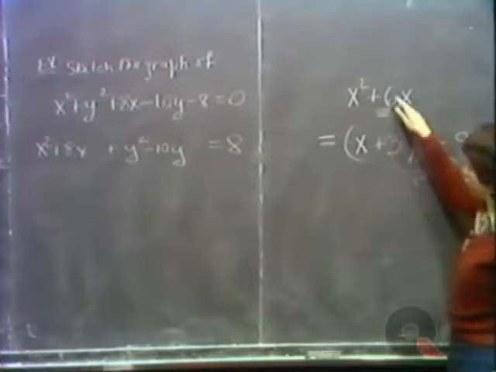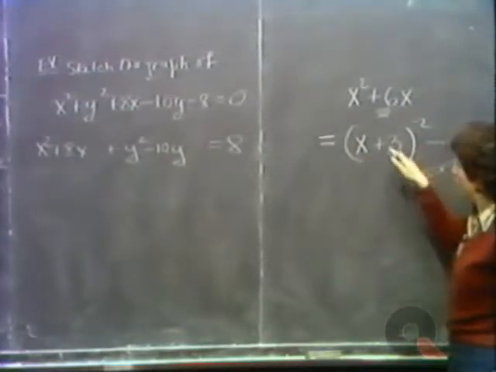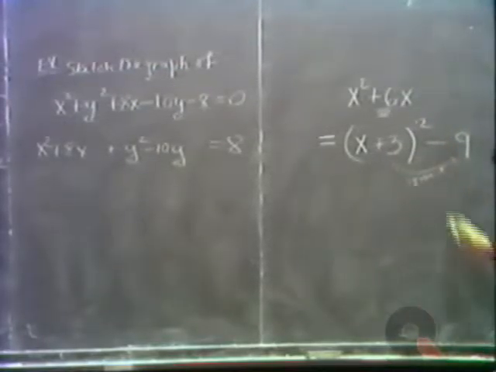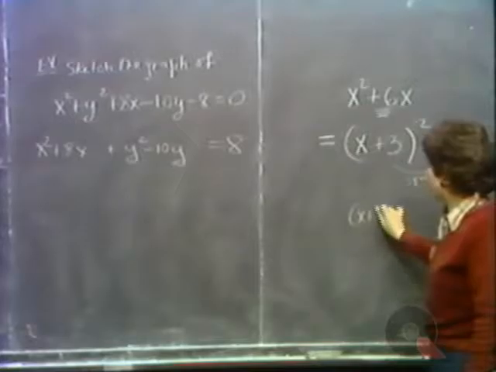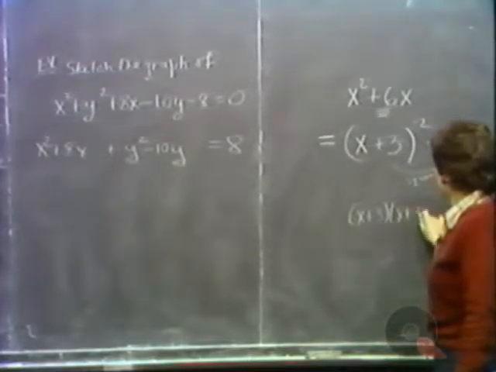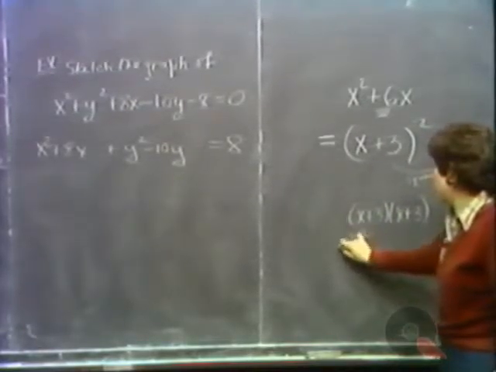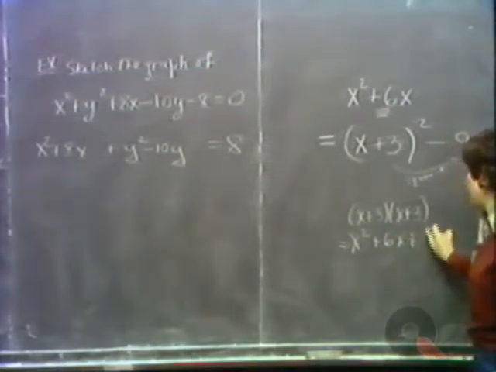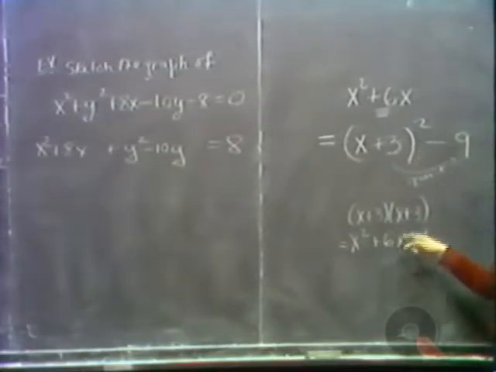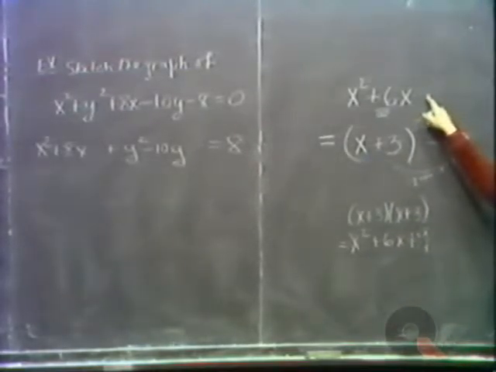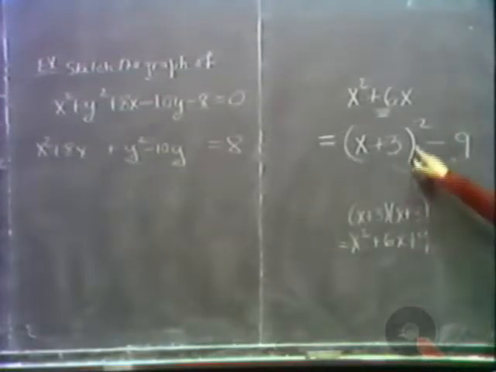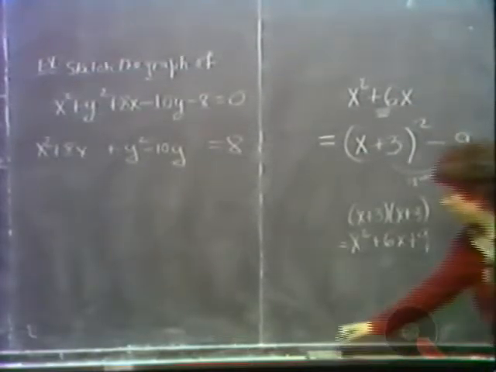So from here I took half of plus 6, which is plus 3, squared it and subtracted it off. Now we can check that this is really equal to this, because after all, what is (x + 3)^2? It's (x + 3) times (x + 3), which by FOIL is x^2 + 3x + 3x + 9. So (x + 3)^2 is x^2 + 6x + 9. But it's not exactly x^2 + 6x. If we take 9 away from that, we'll have exactly x^2 + 6x. So I've rewritten this as this minus that.